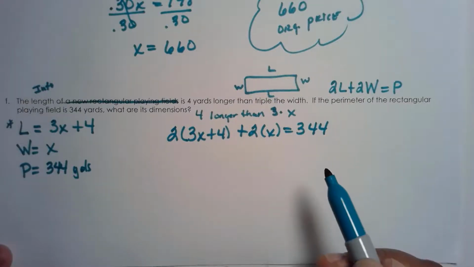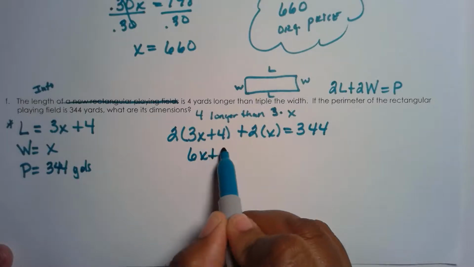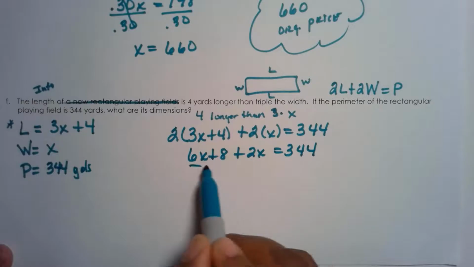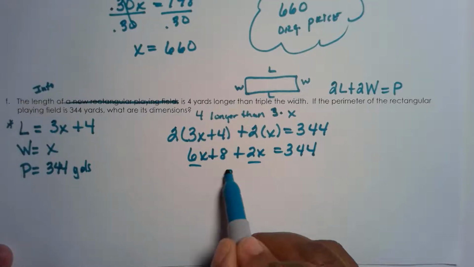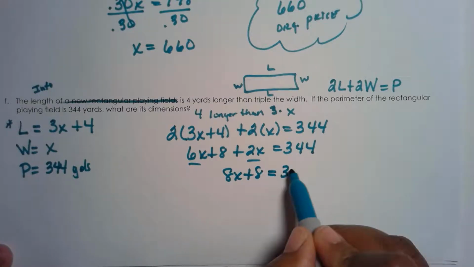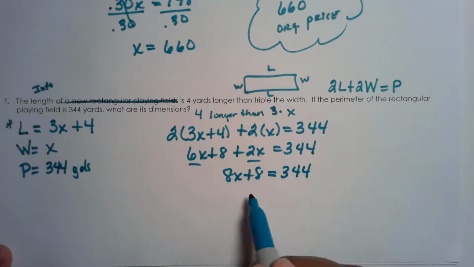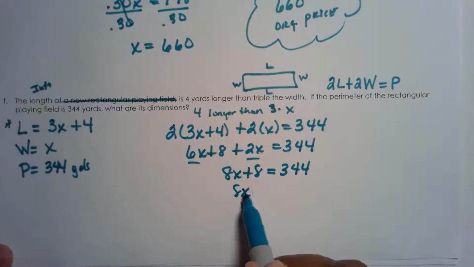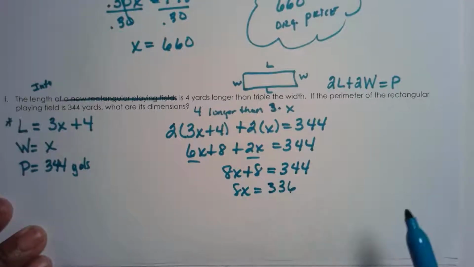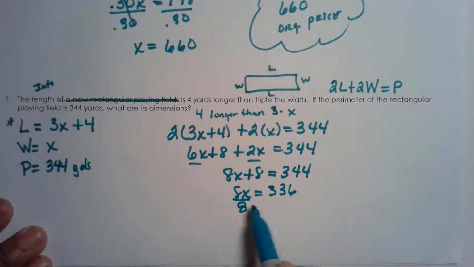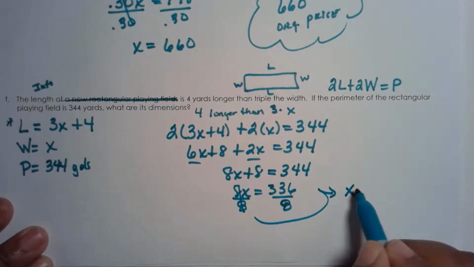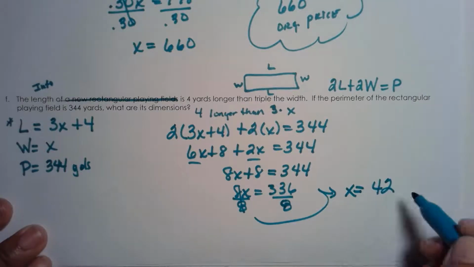And let's solve. We're going to distribute. We have 6x plus 8 plus 2x is equal to 344. Add like terms on the left-hand side. We have 8x plus 8 is equal to 344. Subtract 8 from both sides, and we're going to have 8x is equal to 336. And then lastly, divide by 8. And we have x is equal to 42.